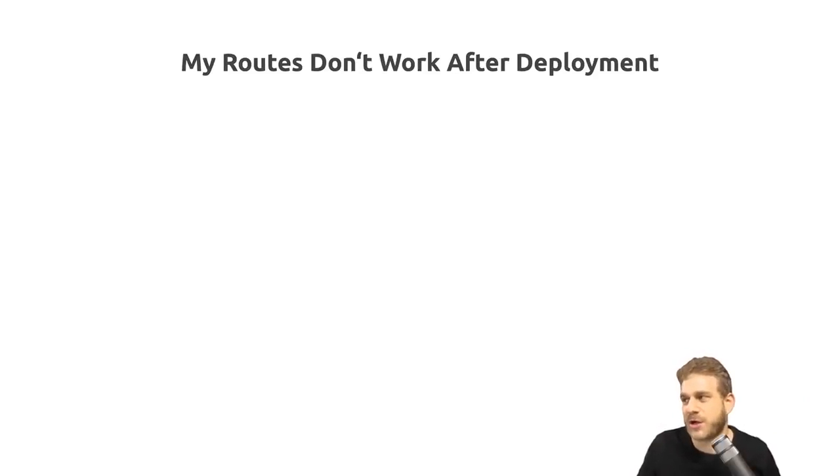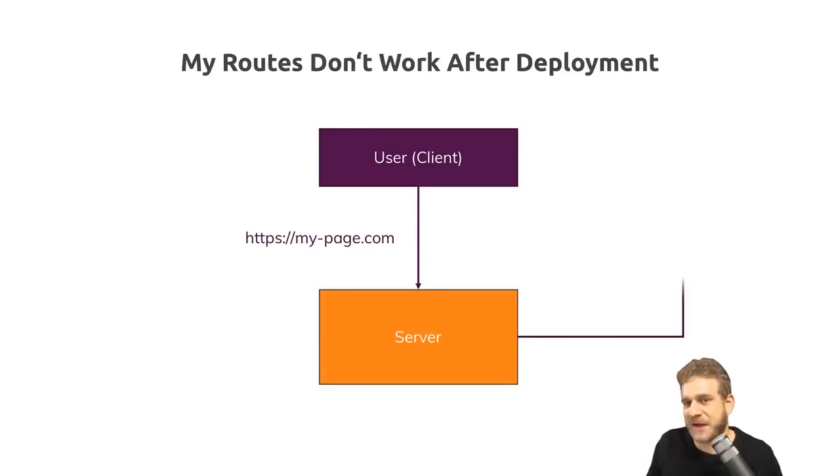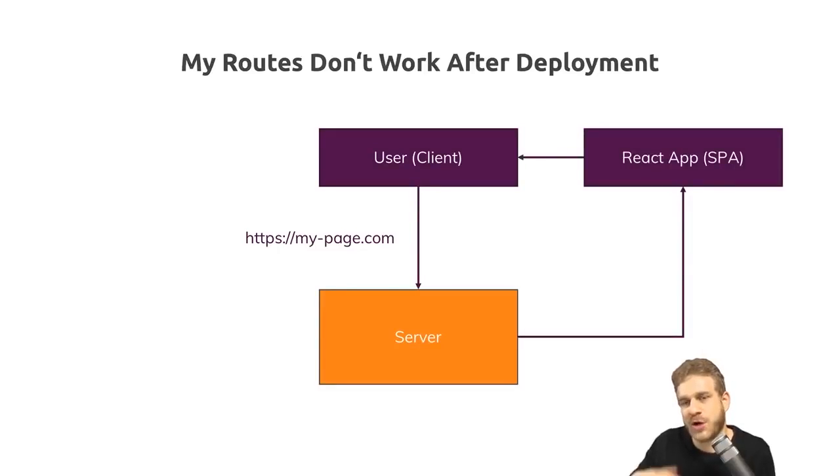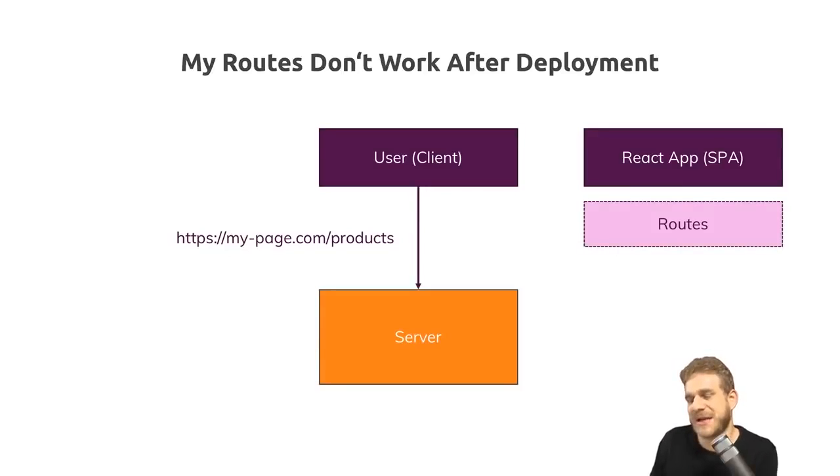My routes don't work after deployment. So let's say you're the user and you're visiting a page on the server, mypage.com. Now on the server, you then return the index.html file where your React app runs and where you display content. Then you click somewhere in that app and you navigate to mypage.com/products. And since we have routing set up in our single page application, and this is referring to single page applications only what I'm saying here, since we have routes set up there, the React router parses that new URL and renders the right content.